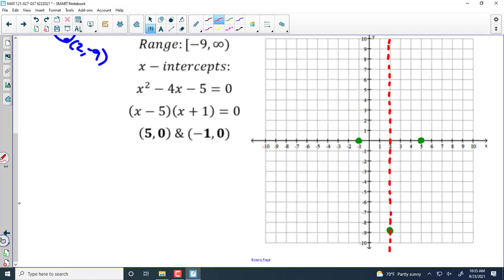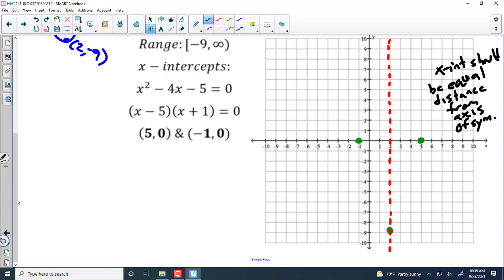A good test you can do with your axis of symmetry and your x-intercepts is the x-intercepts should be equal distance from the axis of symmetry. Because these things are all symmetric over the axis of symmetry, the distance from your axis of symmetry to each x-intercept should be identical. If it's not, then your parabola is not symmetric and something went wrong.